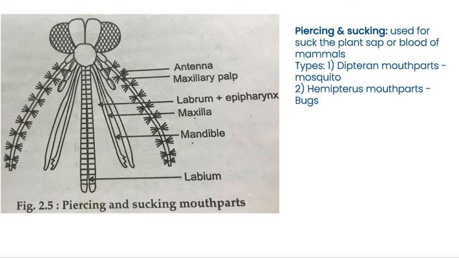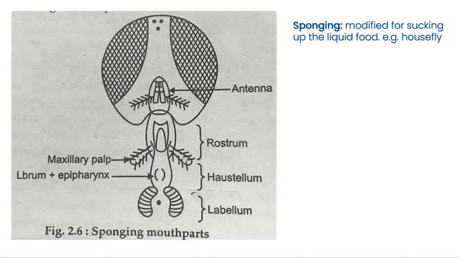Now the next type of mouthpart is the sponging type. Sponging mouthparts are very commonly present in houseflies and other insects, and they are modified for sucking up liquid food. The mandibles are absent in this type of mouthpart, while the maxillae are represented by two maxillary palps, each made up of a single piece.